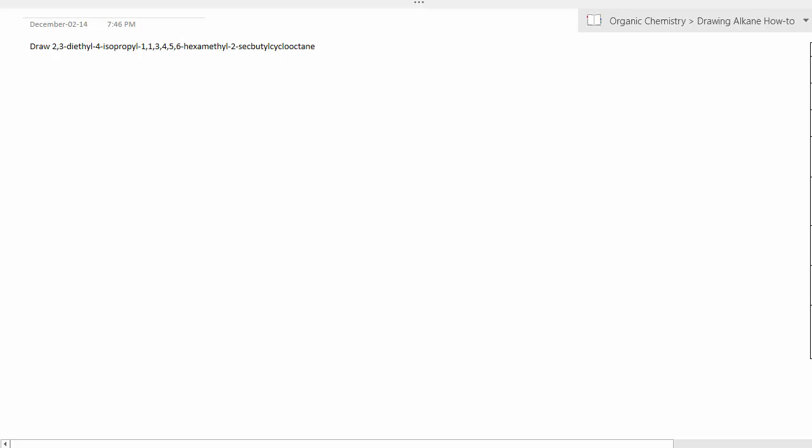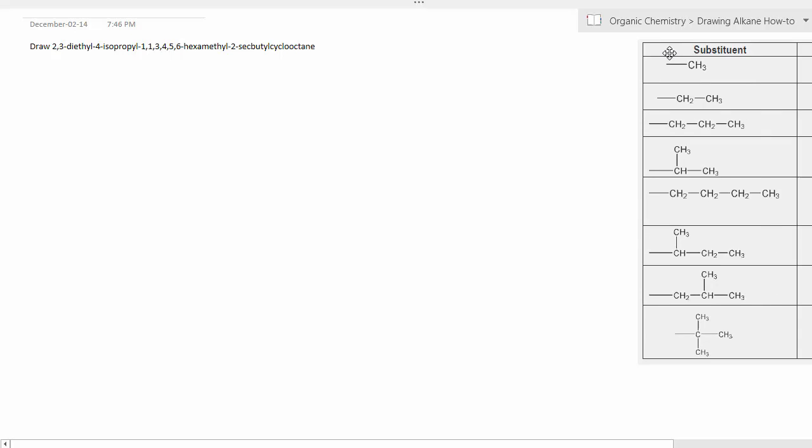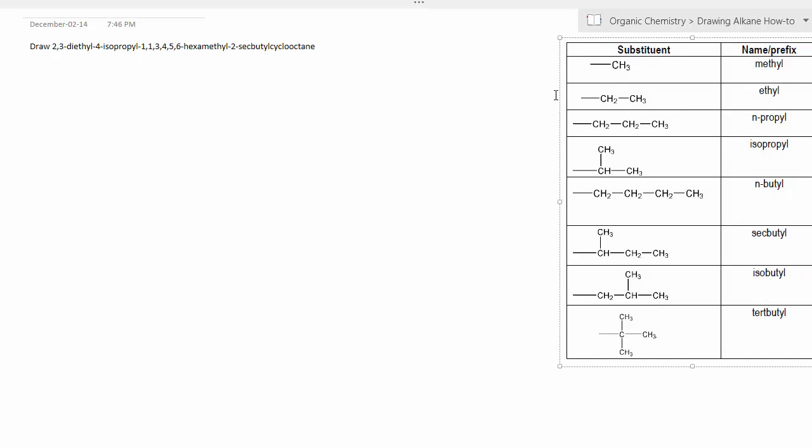Okay, so let's draw something kind of crazy. So we're going to look at 2,3-diethyl 4-isopropyl 1,1,3,4,5,6 hexamethyl 2-sec-butyl cyclooctane. So you're going to bring out your substituent table there because there's some new weird stuff on here. We've also never seen a cyclo before.